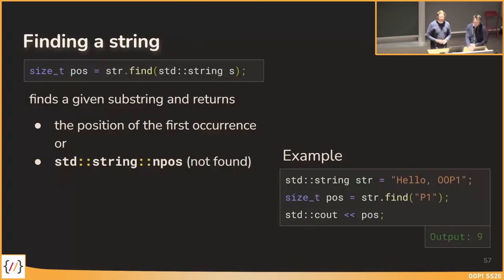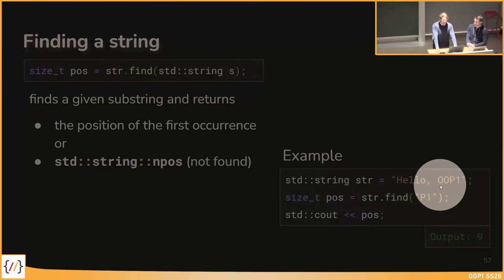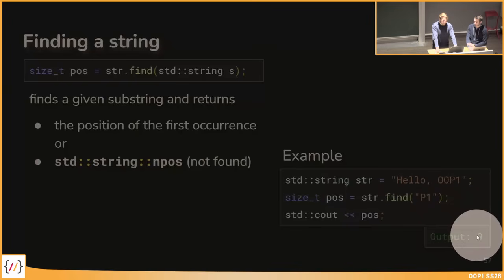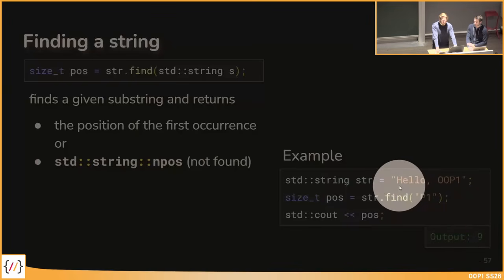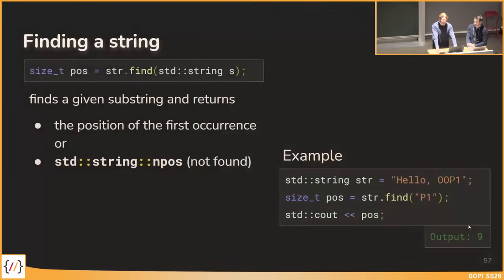And an example here is that we want to find p1 in the string hello OOP1, and this will return 9. So we count 1, 2, 3, 4, 5, 6, 7, 8, 9. So the position of the substring is 9, and this is what is returned by the find function.